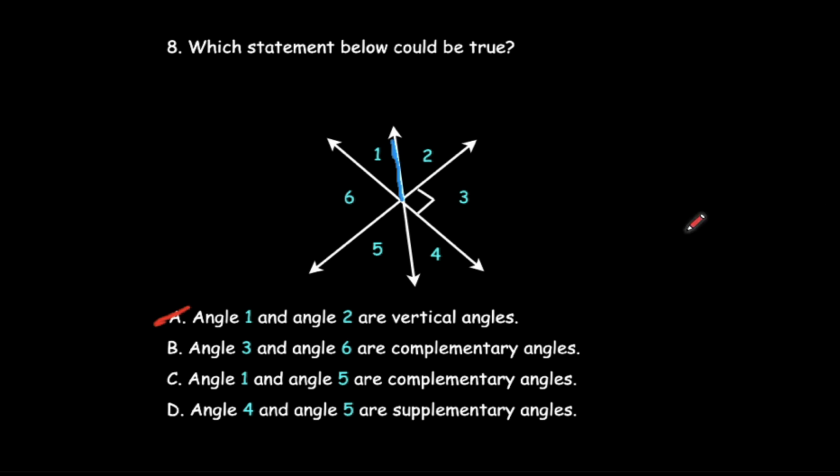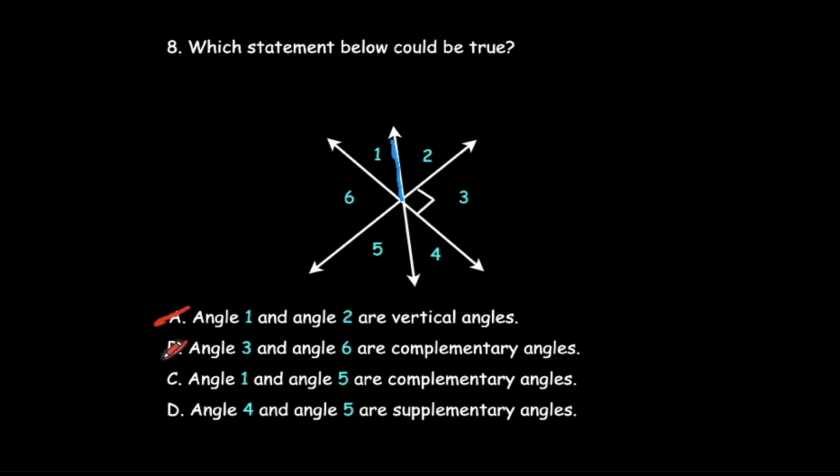What about angle 3 and angle 6 are complementary angles? So we have angle 3, which we're told is a right angle or 90-degree angle, and directly opposite is angle 6. So that is also 90 degrees because remember, they are direct opposites of each other. They share the same measure. 90 plus 90 is 180, so that is incorrect.